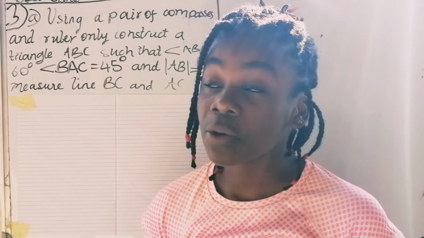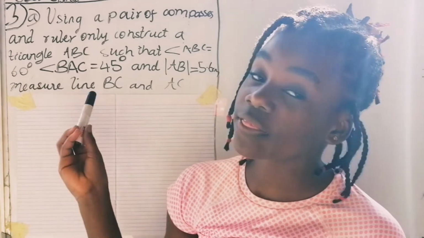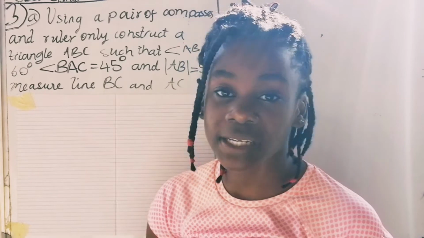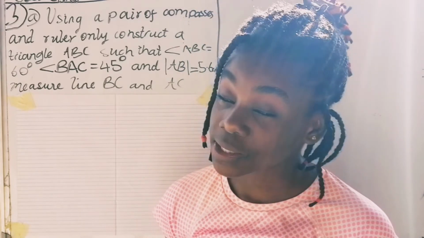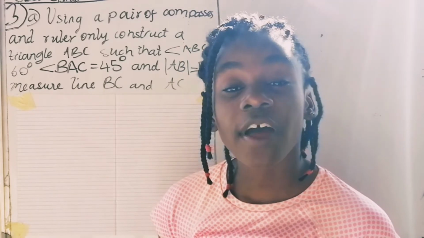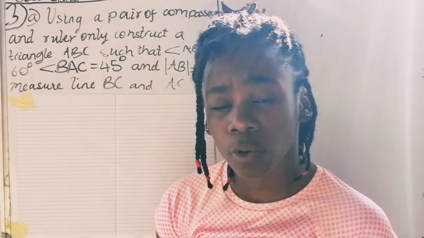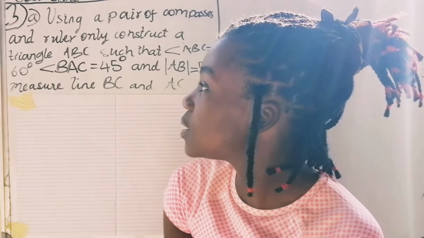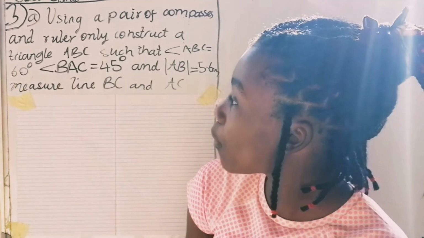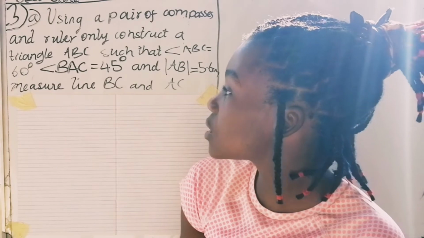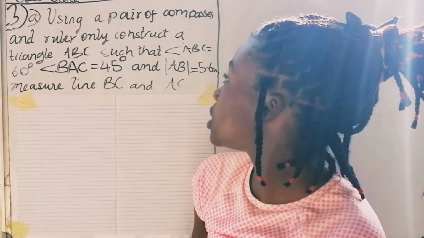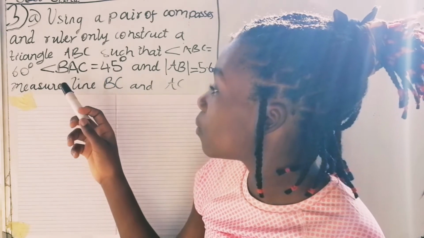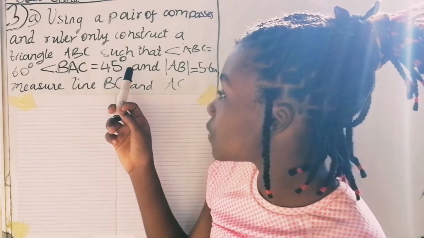So today we'll be taking the questions 3A, 3B, 4A and 4B from the 2019 BECE Mathematics Past Questions from the Cyprus Examination Digest Volume 5 compiled by Erima Hope Chuzo. Let's begin. Question 3A says, using a pair of compasses and ruler only, construct a triangle ABC such that angle ABC equals 60 degrees and angle BAC equals 45 degrees.